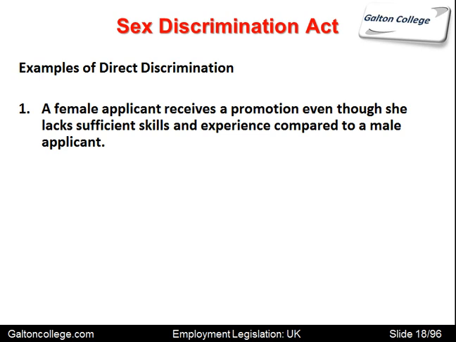Examples of direct discrimination: say a female applicant applies for a promotion even though she lacks sufficient skills and experience compared to a male applicant. So if she lacks the skills, then there may be a case for not having her. But let's just reverse that one slightly and say she has the skills. If she has the skills which are identical to the male, then there is no basis for rejecting her. The discriminator in that case will have to be something else.